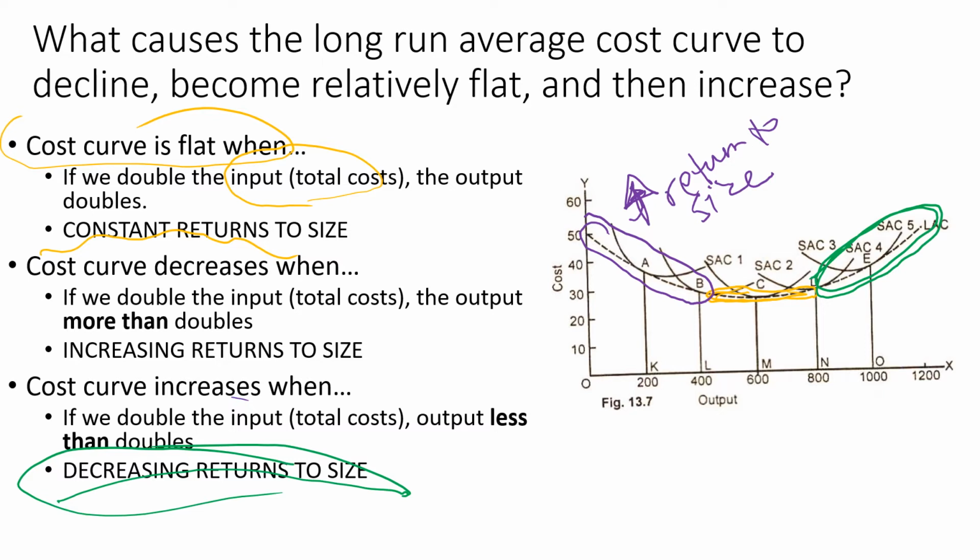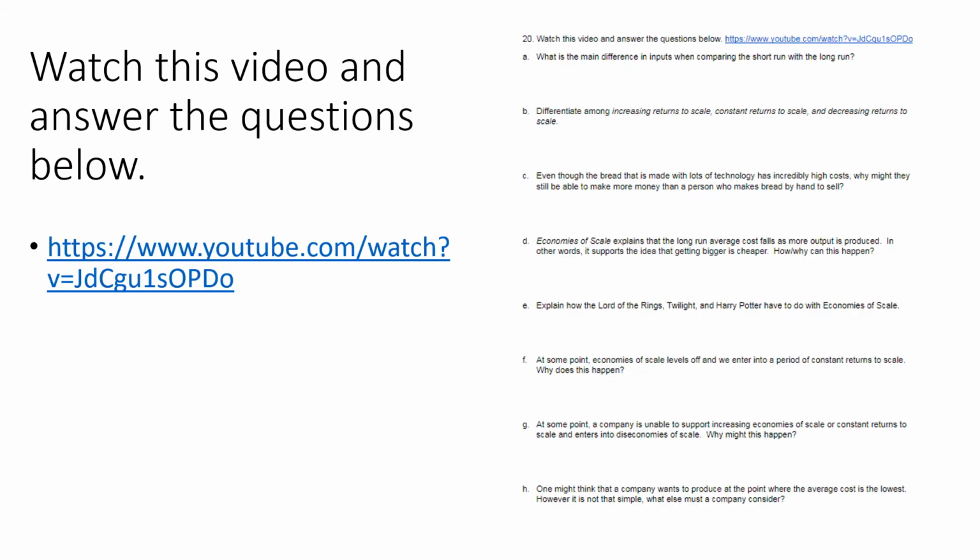So you would not operate at that point. You would want to operate, well, we need a little bit more information, but your lowest cost of operation would be at that lowest point at the constant returns to size.